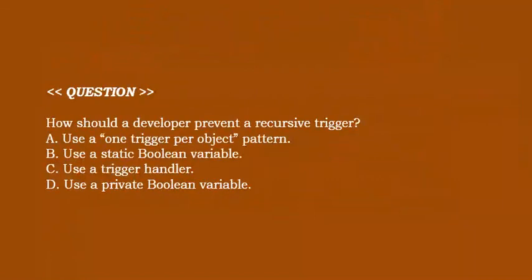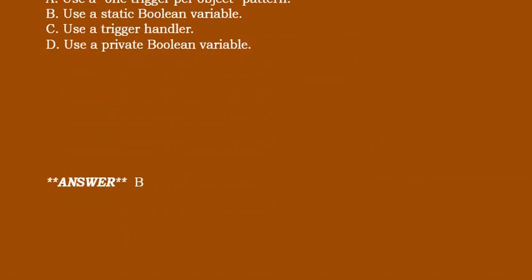Next question is, how should a developer prevent a recursive trigger? Option A. Use a one trigger per object pattern. Option B. Use a static Boolean variable. Option C. Use a trigger handler. Option D. Use a private Boolean variable. Correct answer is option B.